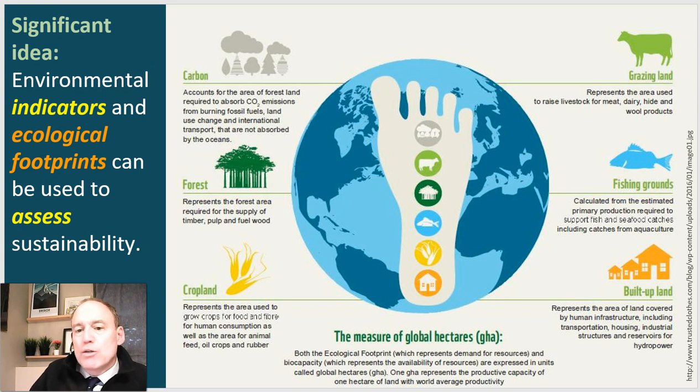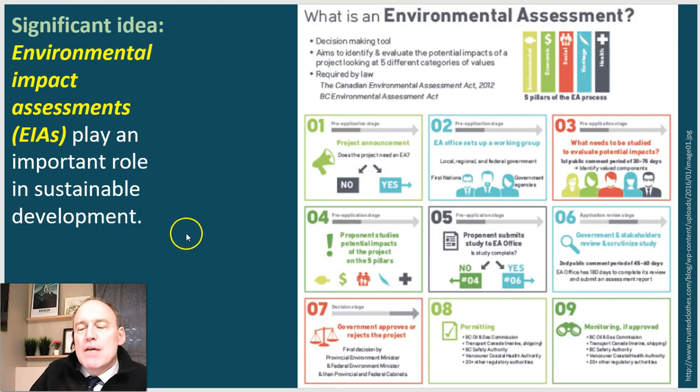We're going to come back to ecological footprint. Now we're going to look at an environmental impact assessment. There's an awful lot going on in this slide. I direct you up to the upper right-hand corner. What's an environmental assessment? In terms of the British Columbian Environmental Act, they look at 5 pillars, which includes health, the environment, cost, social, and then they go through a total of 9 steps.